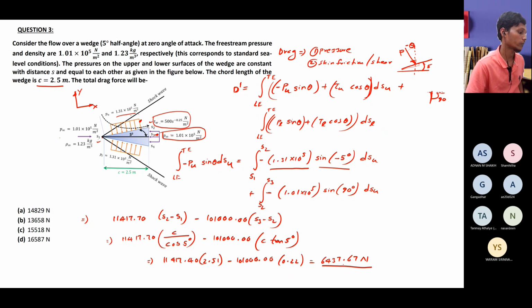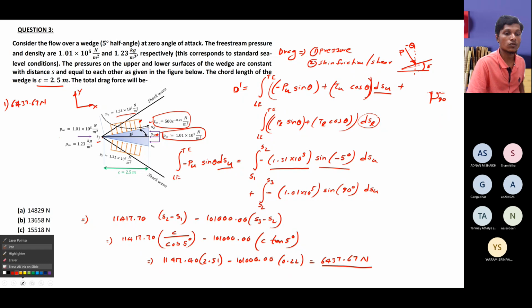So this is your pressure drag, right? This is your pressure drag only on the upper surface. You see, so far we only did it for the upper surface. We still need to do the pressure component for the lower surface. Let me note this value down. The first value I got is 6437.67 newtons. I have the data, I will write it later. Erase all in the slides.